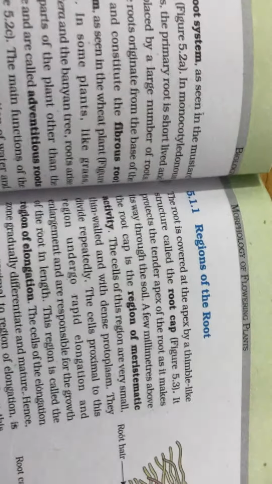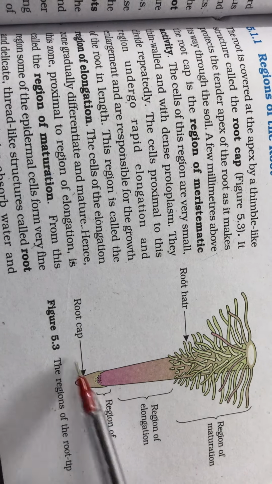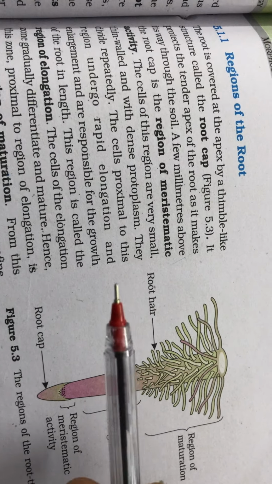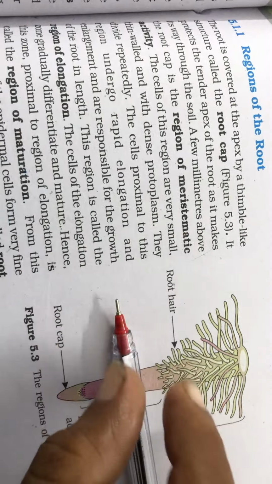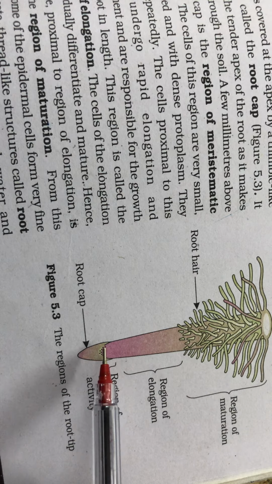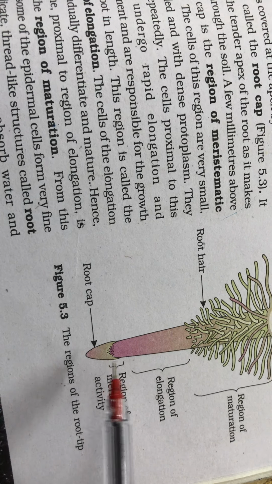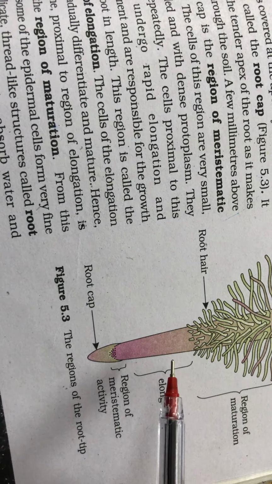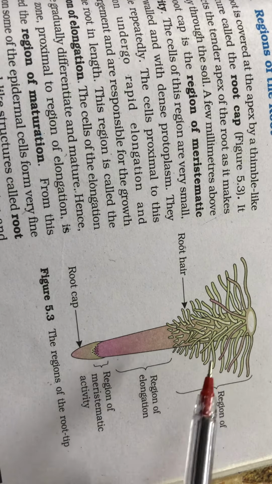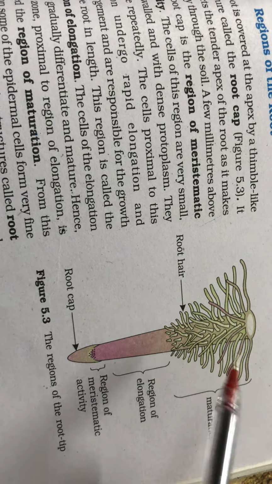Now, important is that region of the root. So you can see here, this is the root given, right? First, that is the root cap. This is like a pen, right? So first, it possesses the cap. Then the region of meristematic activity. Then this is the region of elongation. Then this is the region of maturation, right? After maturation, it is going to develop like this. So these all are the root hair.